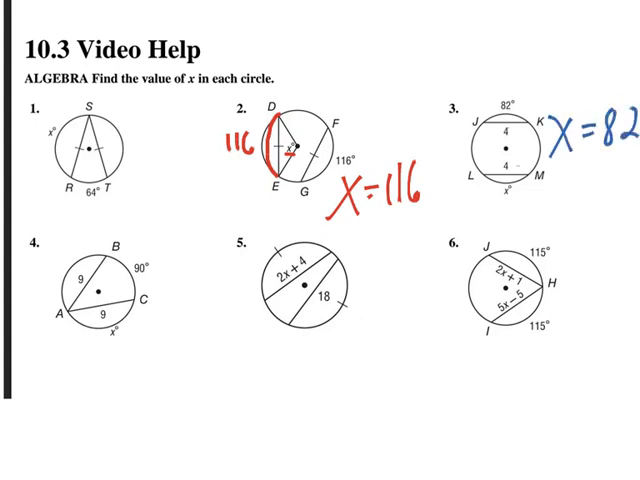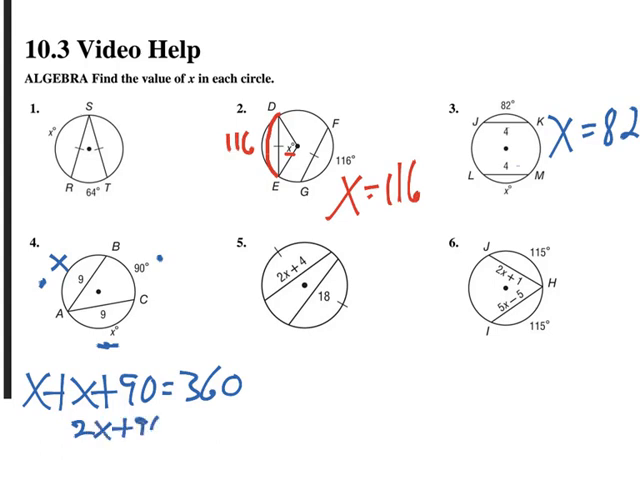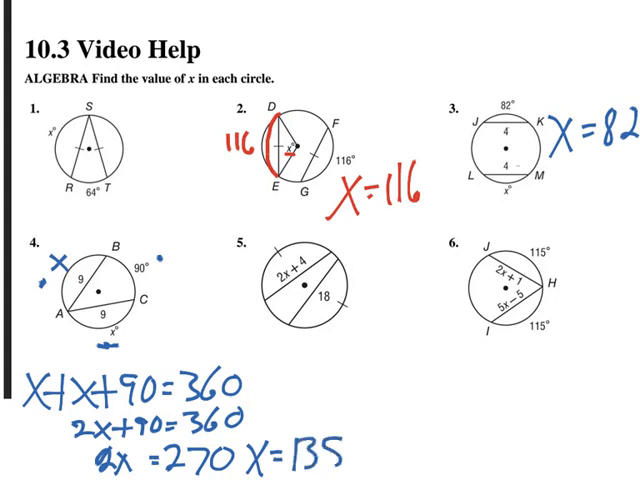Number 4, again, another one of these type of problems, x plus x plus 90 equals 360. So 2x plus 90 equals 360. I then take 360 and subtract 90 from it, and I get 2x equals 270. Divide 270 by 2, and I get that x has to be 135 degrees.